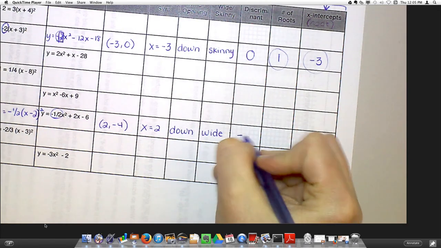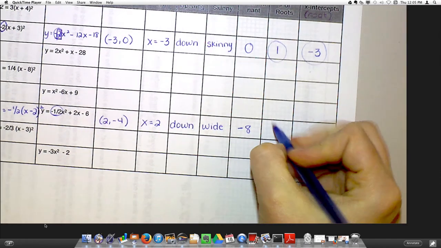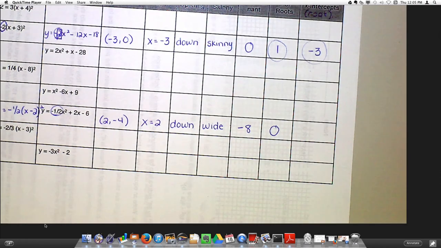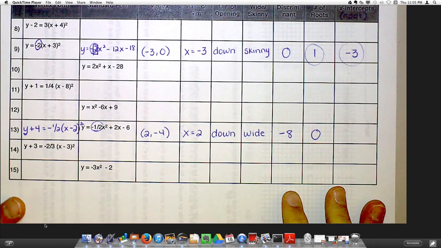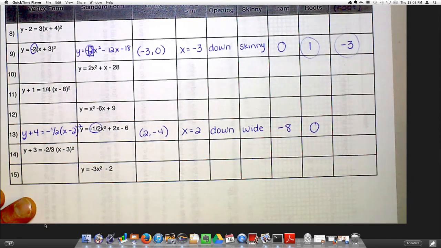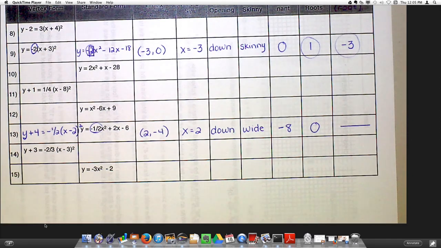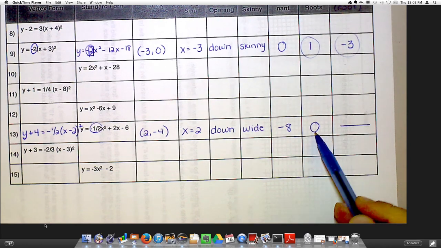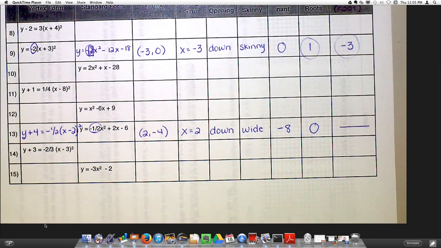What does that tell me about my roots? There's no real root. Right, so I have 0 roots. I guess I should have put real roots. So a negative discriminant means I have no roots. So then do I have any x-intercepts? No. So I just don't have to do that box. If I did have x-intercepts to find, then I would go back and use the whole quadratic formula. So there's sort of one of each type.